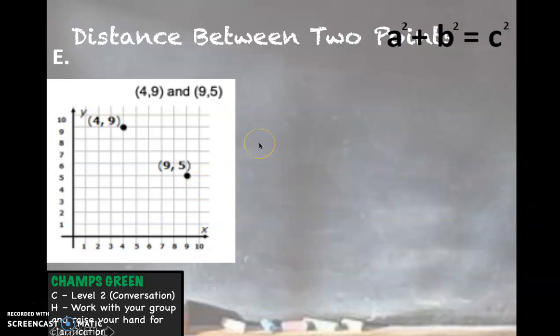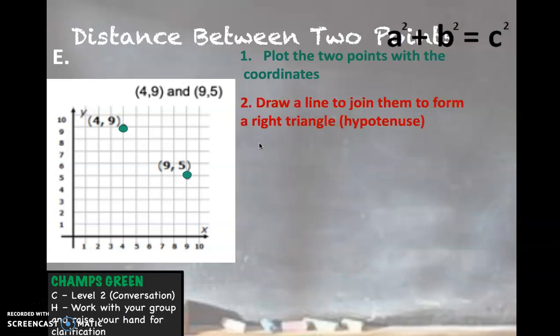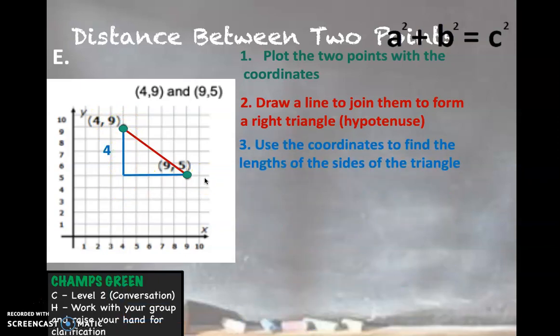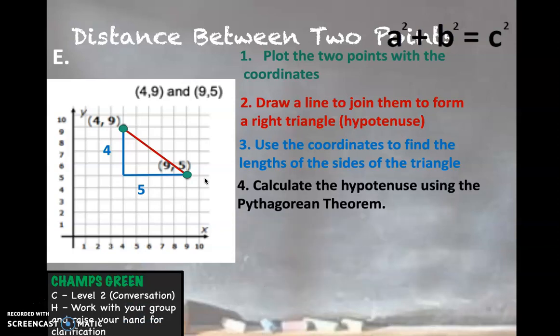Alright, so let's go ahead and check it. First thing I'm going to do is I'm going to make sure my points are plotted correctly. I am going to then draw my line for my hypotenuse. Draw my legs. I'm going to start with my highest point, go down, and then over. You should have got 4 and 5 for each side leg. I am then going to follow my steps.